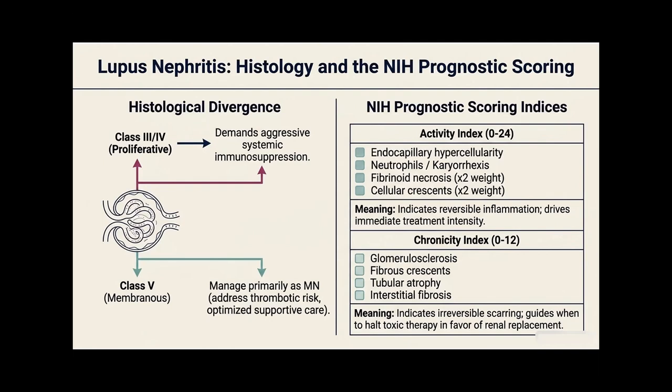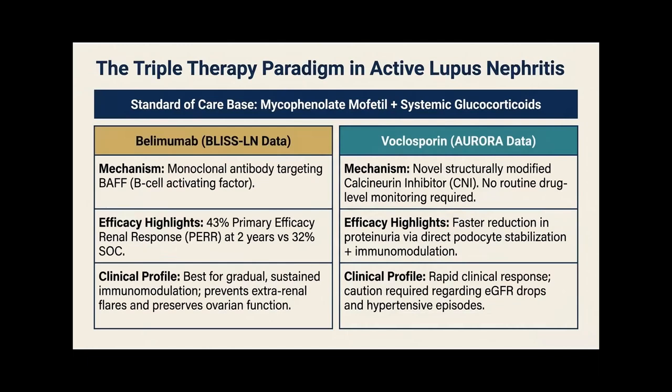What is active disease? Endocapillary hypercellularity, neutrophils, karyorrhexis, fibrinoid necrosis, cellular crescents. Active disease requires immunosuppression. Chronic disease, glomerular sclerosis, fibrous crescents, interstitial fibrosis, tubular atrophy, doesn't require immunotherapy. He only requires an ARB at the most, and probably add an SGLT2 inhibitor.